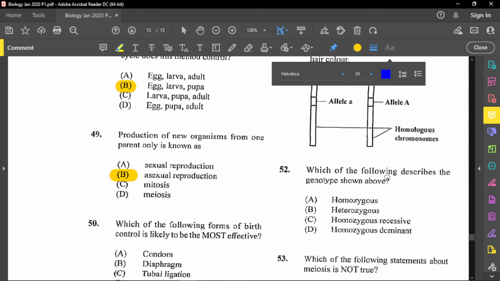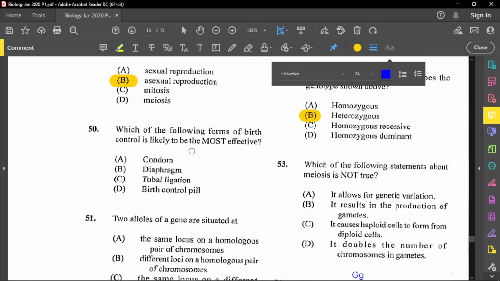For this one, which of the following describe the genotype shown above? So genotype, now you have an uppercase A and a lowercase a, and so they are different, so that must be heterozygous. So 52 has to be B, heterozygous. And the heterozygous dominant to make a mention of that, right? We have a dominant allele, uppercase A. Lowercase a, recessive allele.